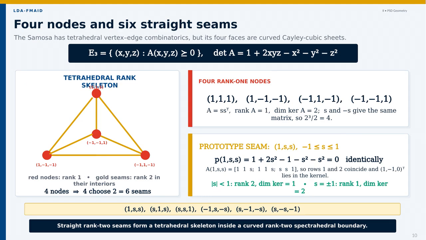The lower rank skeleton has tetrahedral combinatorics, 4 nodes and 6 connecting seams. Along the prototype seam 1, S, two matrix rows coincide, so a fixed null direction appears. The seam interior has rank 2, while its endpoints at S equal to plus or minus 1 have rank 1.